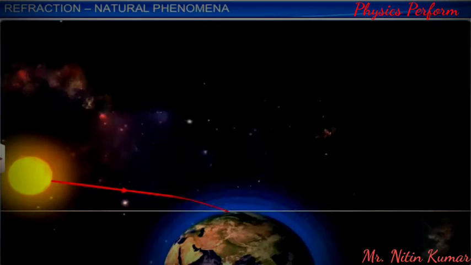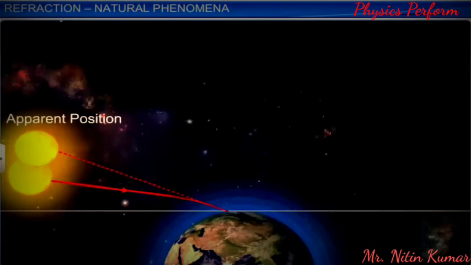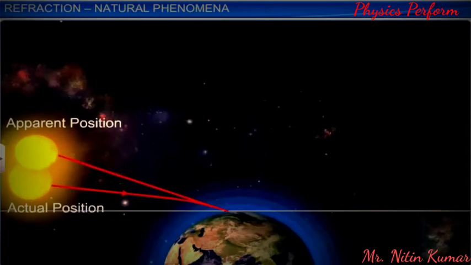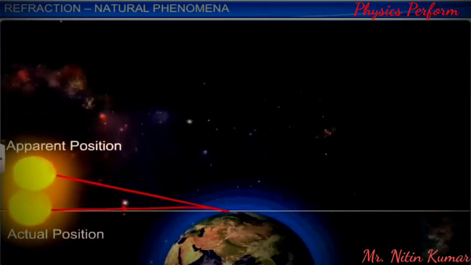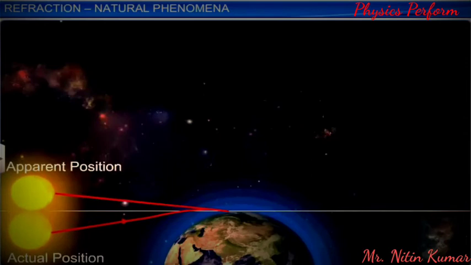Observe how the apparent position changes with a change in the actual position of the Sun. When the sun is just below the horizon, the apparent position is a little above the horizon. Due to this, the sun is visible about 2 minutes before actual sunrise and 2 minutes after sunset.